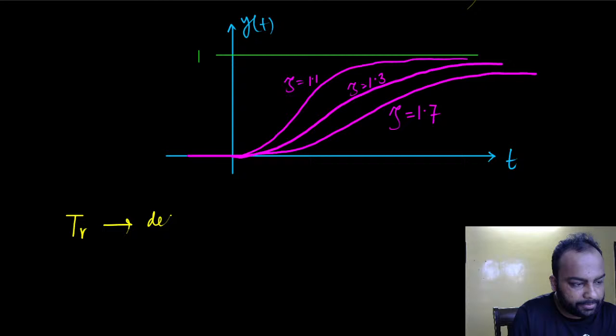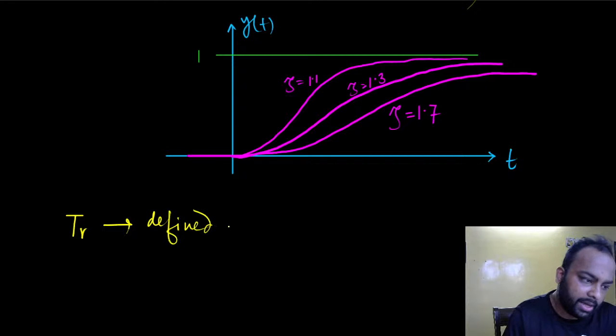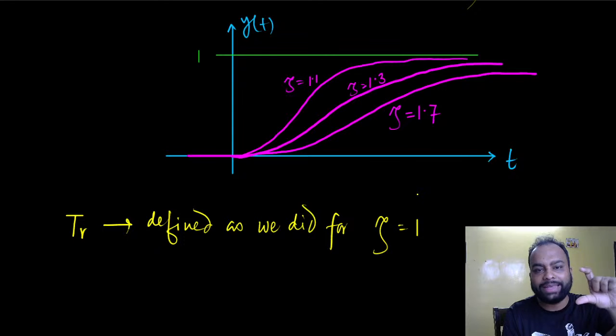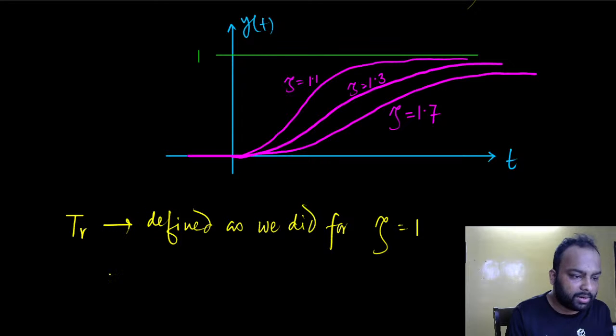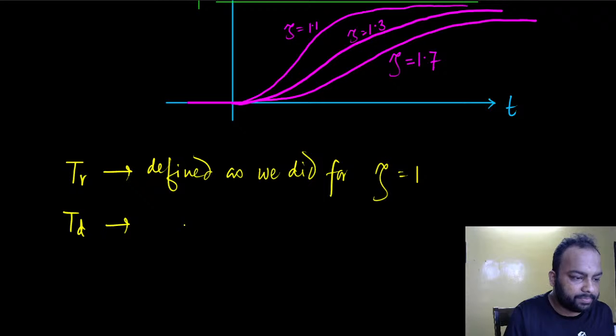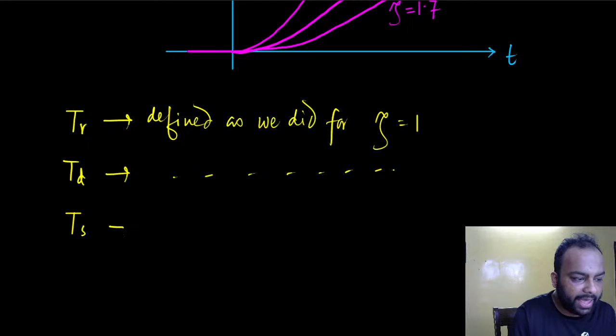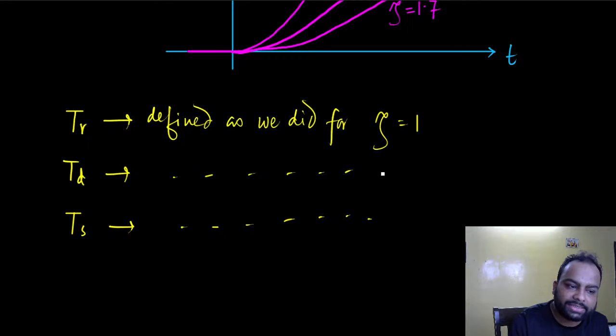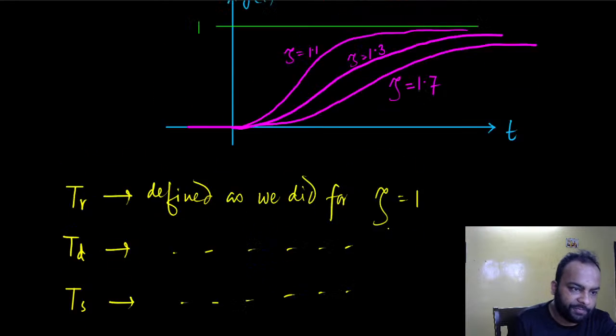Rise time will be defined as we did for zeta equal to 1: the time it takes for the response to reach from 10% of the final value to 90% of the final value. We would have delay time defined the same way as we did for zeta equal to 1, and settling time exactly as we did for zeta equal to 1. So you can understand that the definitions are the same, but we won't have any proper formula per se for this particular scenario.